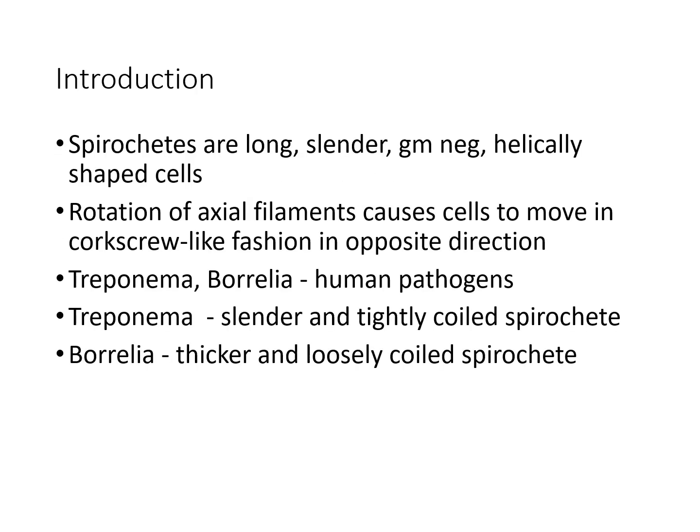So for morphology, they are long, slender, gram-negative, helically shaped bacteria. They possess axial filaments located between the cell wall and outer sheath. For motility, they have a rotation of axial filaments that produces a corkscrew-like motion. Movement occurs in opposite directions, enabling the spirochete to move through viscous environments.